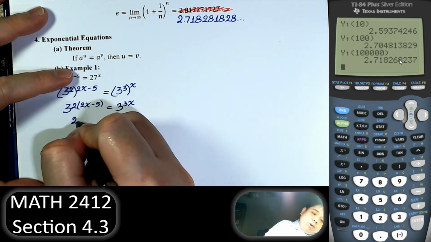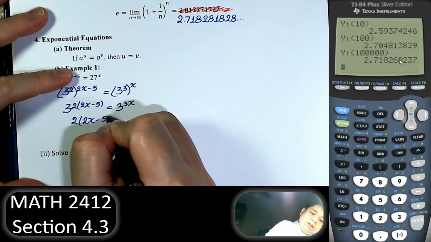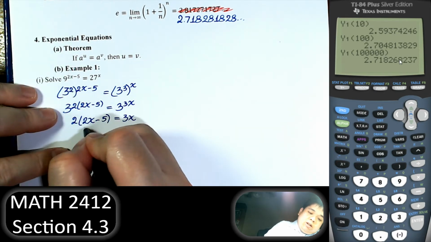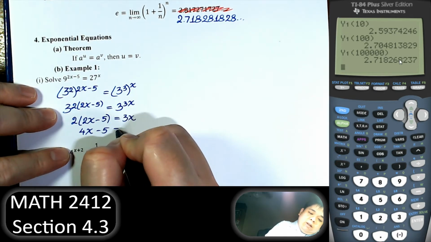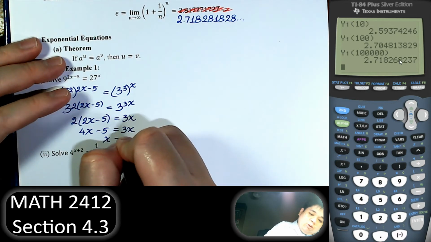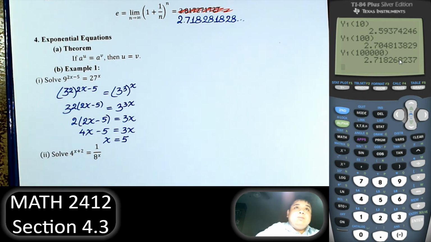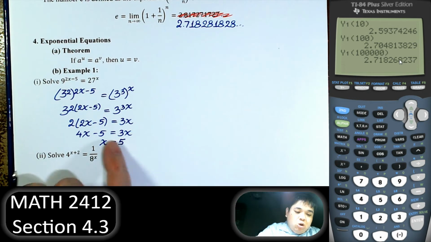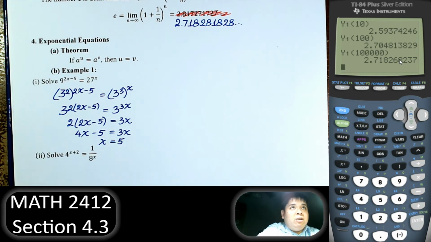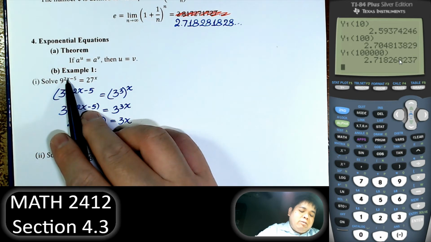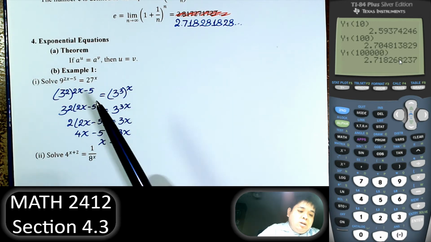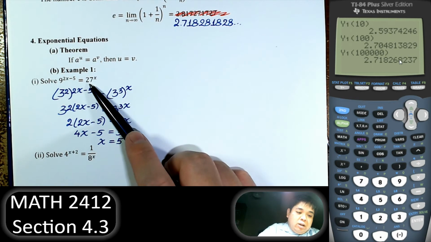So in that case, we have 2 times (2x minus 5) equal to 3x. So just let the exponents be equal to each other. Here we have 4x minus 5 equal to 3x. Subtract the 3x on this side and add 5 on the other side. We have x equal to 5. And put it back in here, we have 9 to the 2 times 5 minus 5, equal to 27 to the 5.